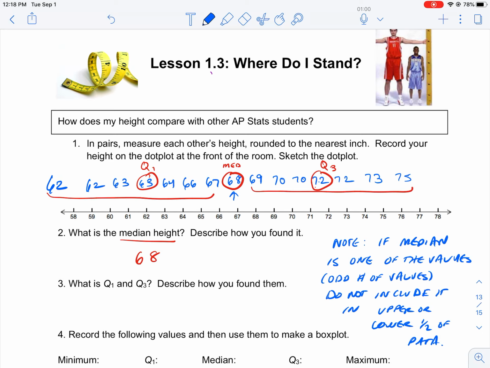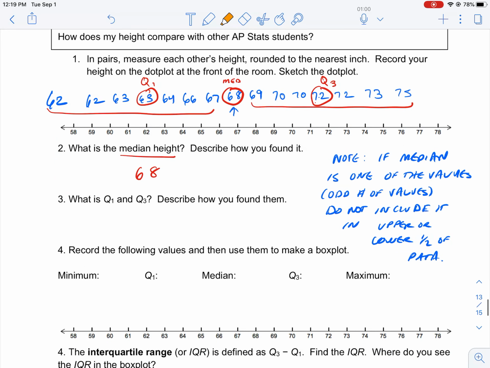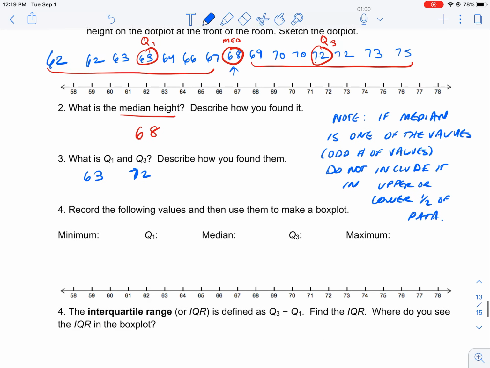And what I mean by that is this. Notice where I drew my line here. It does not include my median. So my lower half and my upper half don't include my median when it is one of the data points. So Q1 was 63 and Q3 was 72. And I found those by finding the middle of my lower half and the middle of my upper half.